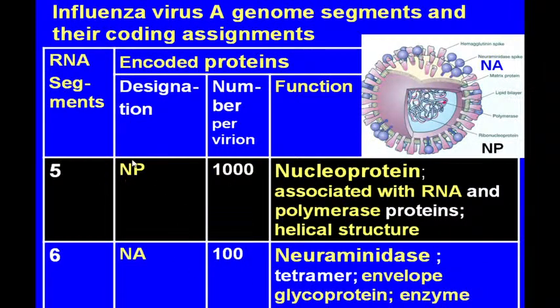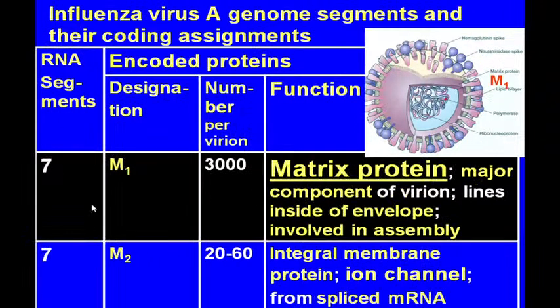Then we have segments that code for NP, nucleoprotein that covers the nucleic acid, and the symmetry of the nucleocapsid is helical. And then neuraminidase protein, which is on the surface; this is a surface glycoprotein. These are tetrameric structures, and it has enzymatic activity. Now then we have the seventh segment that gives rise to two proteins due to splicing of mRNA.